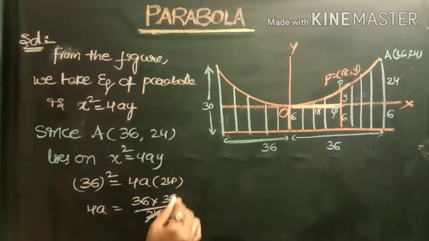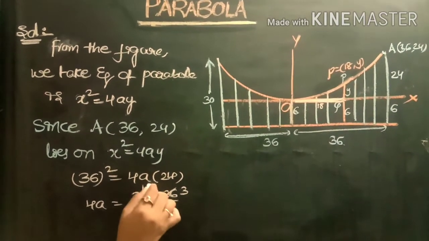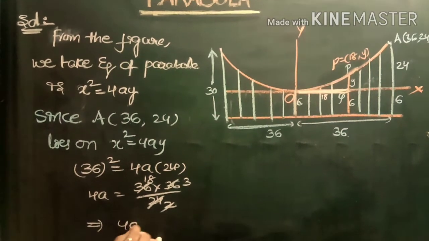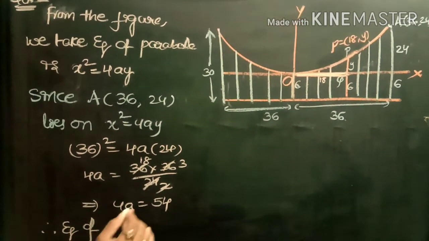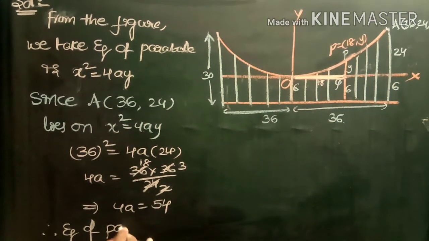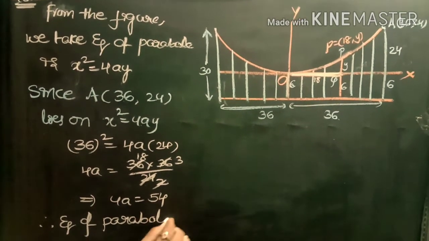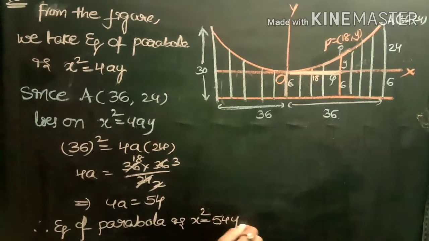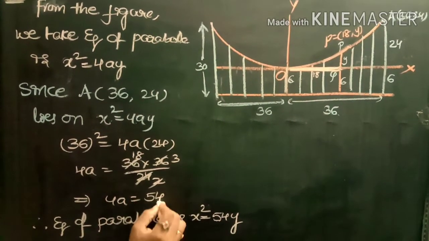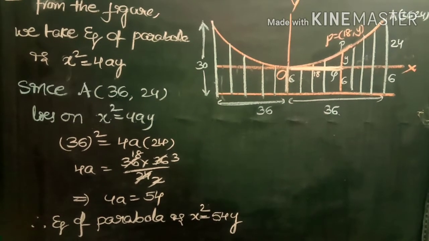Now 12 twos are 24, 12 threes are 36. Now this is cancelled by 18 times. Therefore the value of 4a is equal to 54. Therefore the equation of the parabola, replacing this value in the parabola equation, is x square is equal to 54y. x square is equal to 4ay, but 4a is equal to 54, that is, x square is equal to 54y.